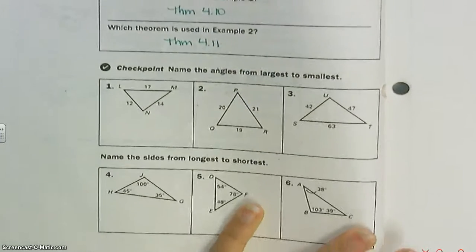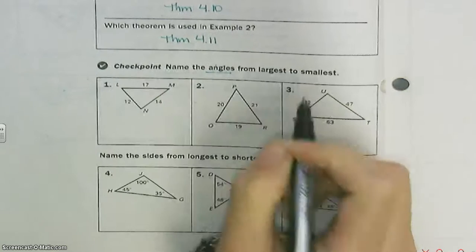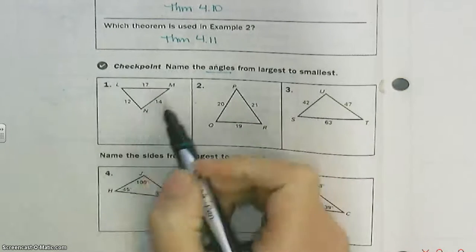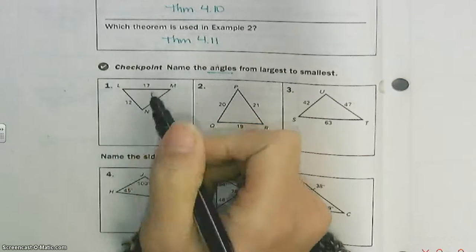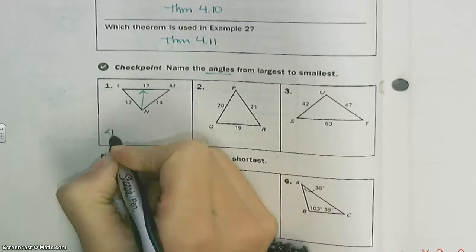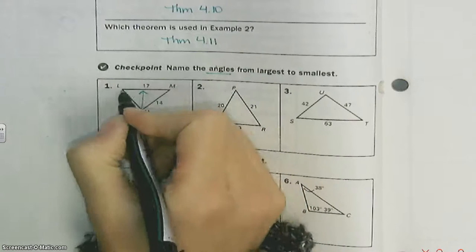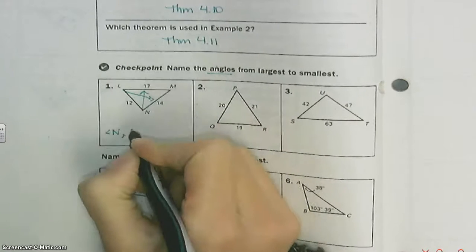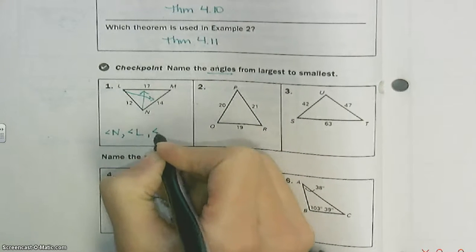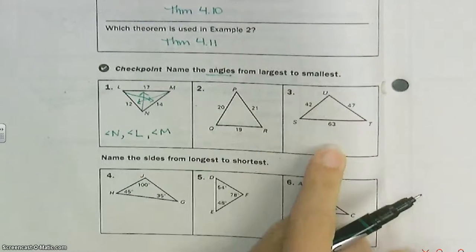All right, the checkpoints, you have to name the angles here from largest to smallest. So I'll do this one for you. The largest angle opens up to the largest side. So angle N is the largest. Then here's the next largest side, and L opens up to that. So then L, and that leaves M as the smallest. Now you do those two.